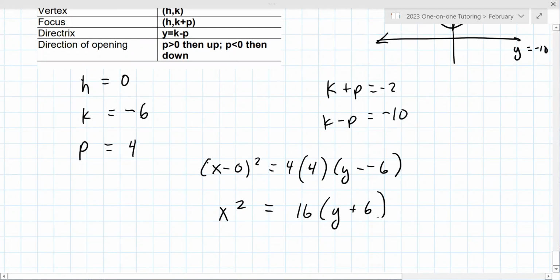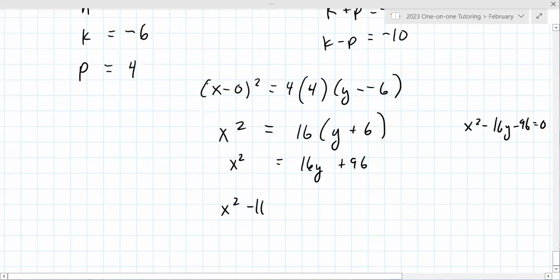And then last thought, if you look at the answer that they give here, it's x squared minus 16y minus 96 equals 0. They're putting in what's maybe considered a standard form. They're distributing the 16 to both terms and then putting everything on one side. You might want to ask your teacher what will be accepted.